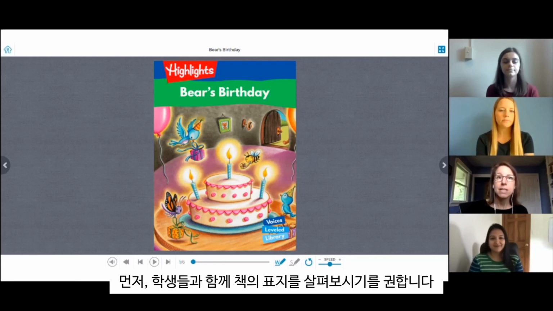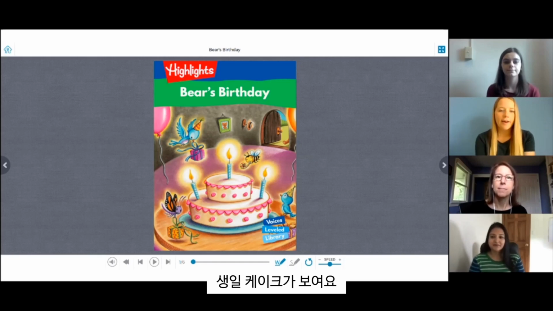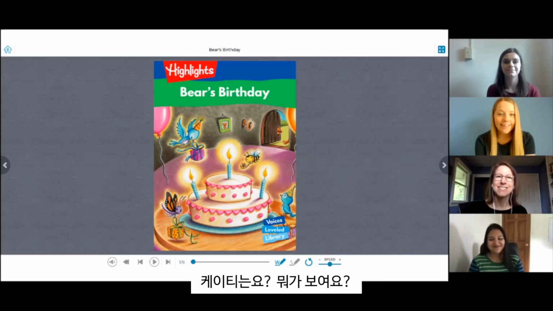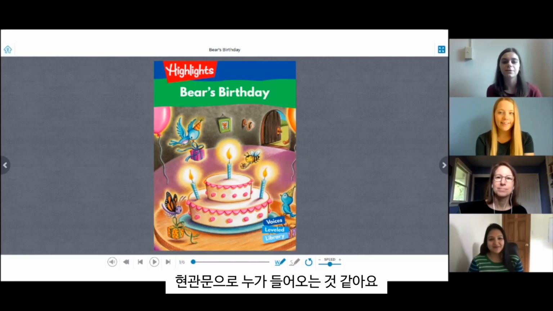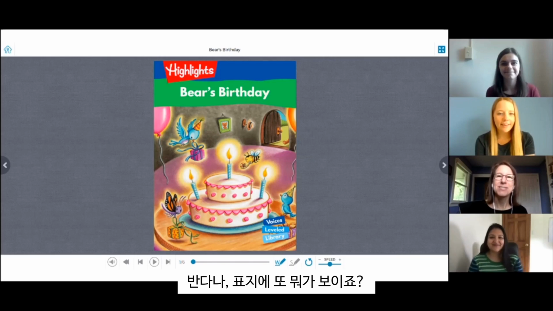First, I would suggest that you go ahead and just take a look at the cover of the book with your students. Molly, can you tell me something that you see on this cover? What do you see? I see birthday cake. That's right, I see birthday cake too. Katie, what about you? What do you see? It looks like someone's coming in the front door. Oh, look at that door. I see a little foot coming in there. That's right. Vandana, what else do you see on the cover?